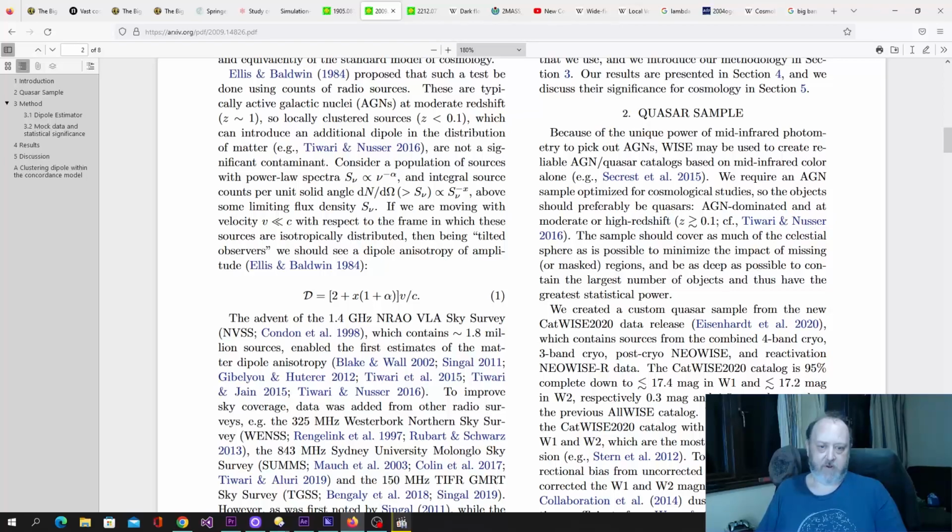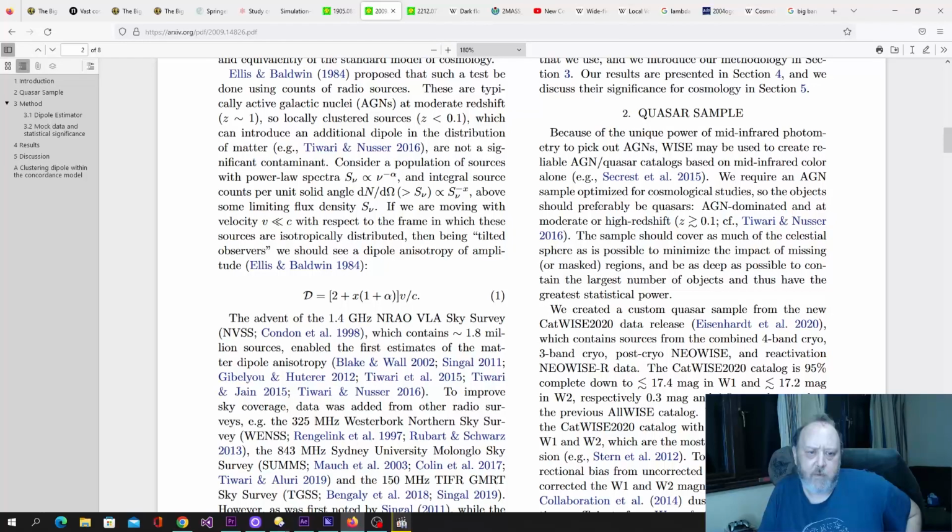So this is where it gets into the analysis of how we're going to use quasars in order to test the dipole. I don't understand how exactly they're doing it.